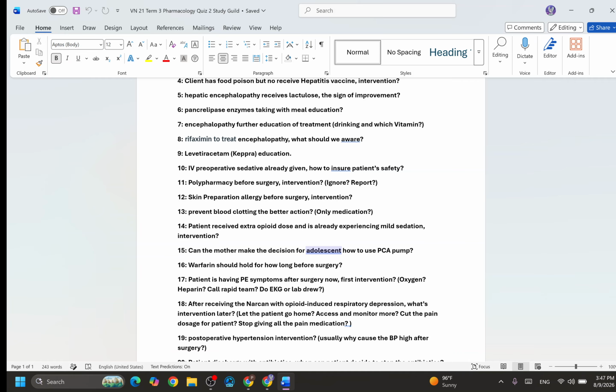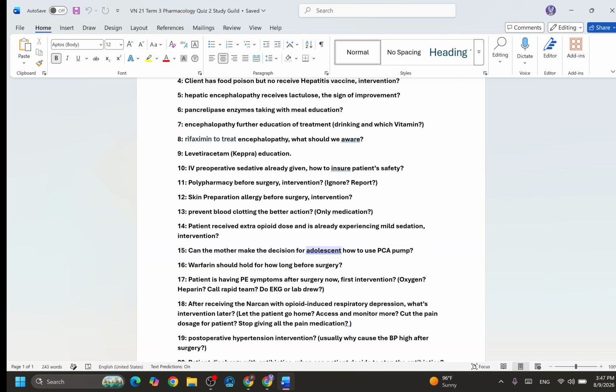kind of device, for example, like an SCD machine or a TED hose. Right? TED hose, that's stockings. And then number three, we use the medication, like an anticoagulant. So that's why, do you think only medication will work? So do you want to pick a medication as the first priority? So be careful of this answer, okay?